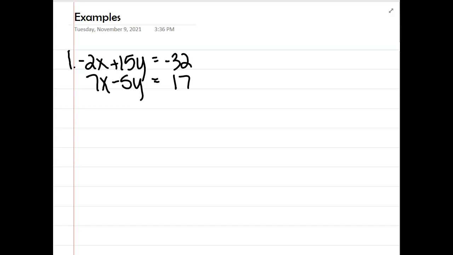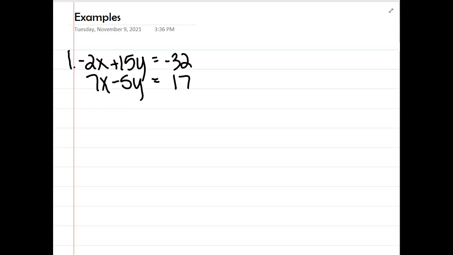Now the first thing you want to do is make sure you know whether you have to multiply, because obviously it's easier if we don't have to multiply. It's easier if we can just go ahead and add them, or even if we have to change the signs, it's nice if we don't have to multiply. So what you would see, if you don't have to multiply, is a negative 2x and a positive 2x, or a 7x and a negative 7x, or a 15y and a negative 15y, or a negative 5 and a positive, which I don't see.